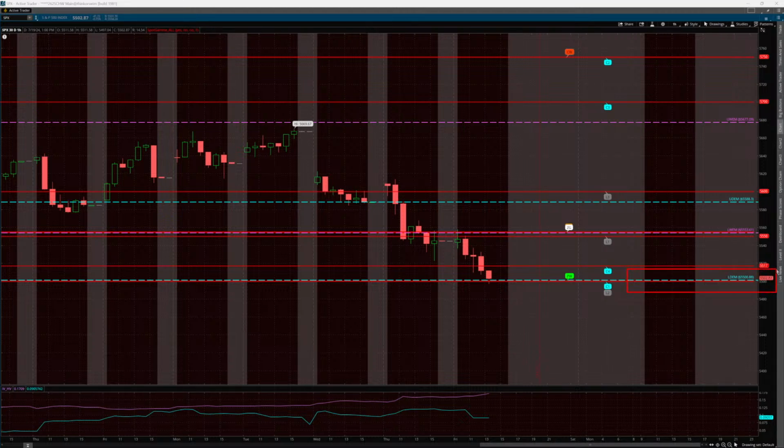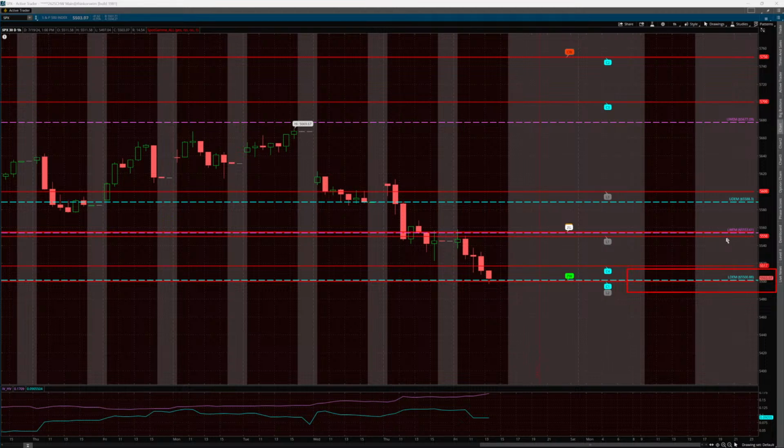So let me talk about the Spotgamma levels now. They're shown by the dark red lines. I'm going to point out the key daily levels. So first of all, 5,500 again is the put wall. That's a strike with largest net negative gamma that can be expected to act as support.